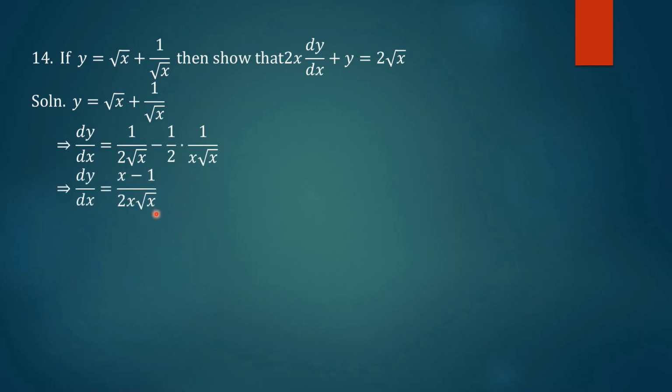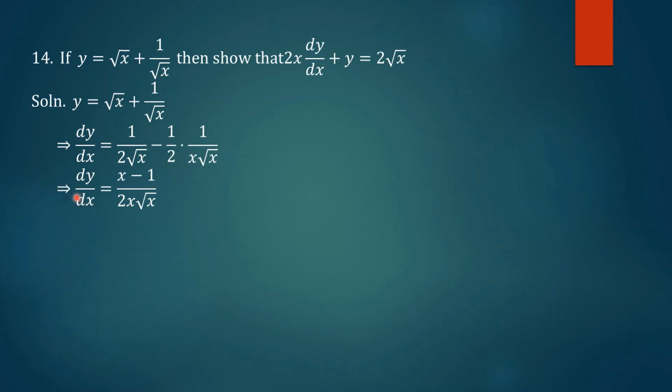2x root x is the LCM. So 2 root x cancel, it is x. So multiply here x minus this one. 2x root x is the LCM, so it is simply 1 here. Now see the solution. Twice x is multiplied with dy dx.